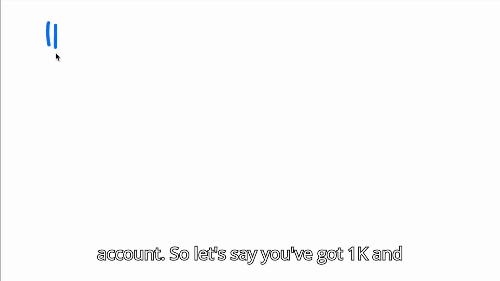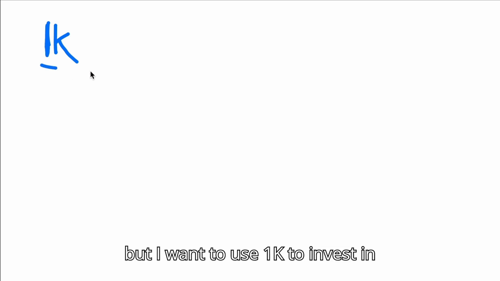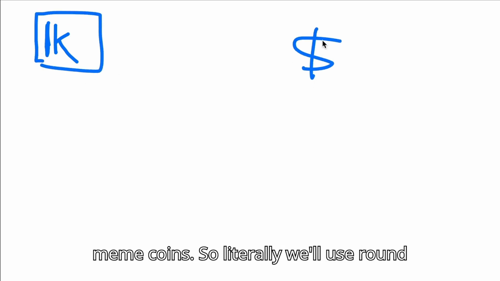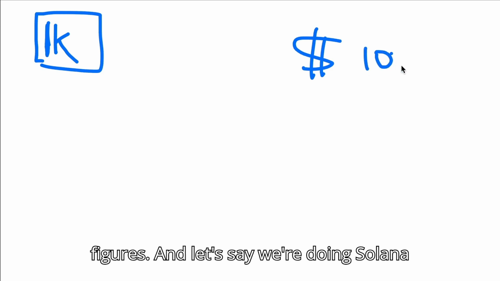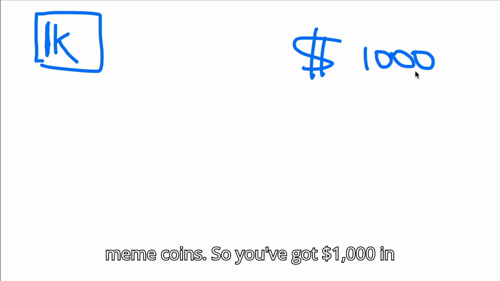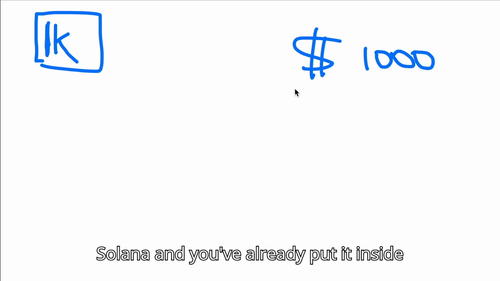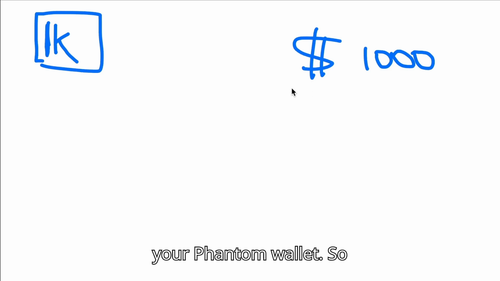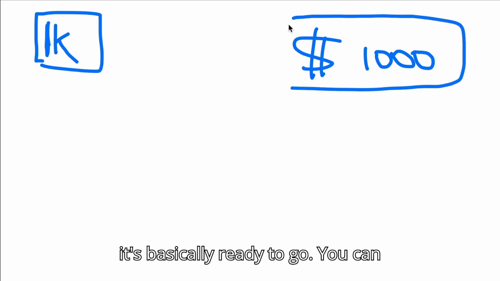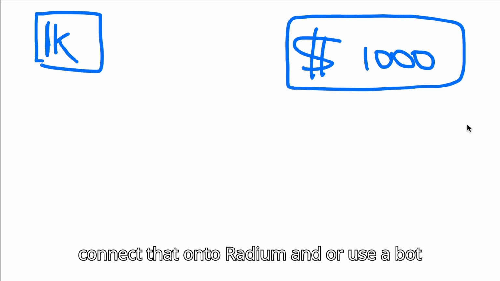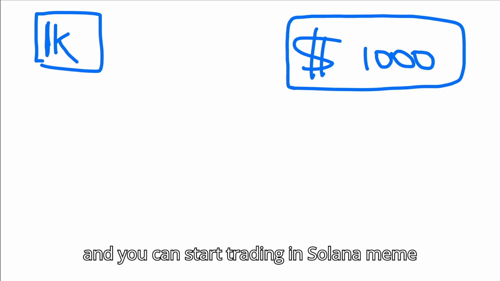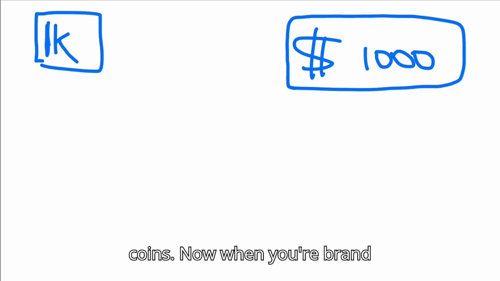So let's say you've got 1K and you're like, I want to use my 1K. I've got other crypto investments and stuff, but I want to use 1K to invest in meme coins. So literally we'll use round figures. And let's say we're doing Solana meme coins. So you've got $1,000 in Solana and you've already put it inside your Phantom wallet. So it's basically ready to go. You can connect that onto Raydium or use a bot, and you can start trading in Solana meme coins.